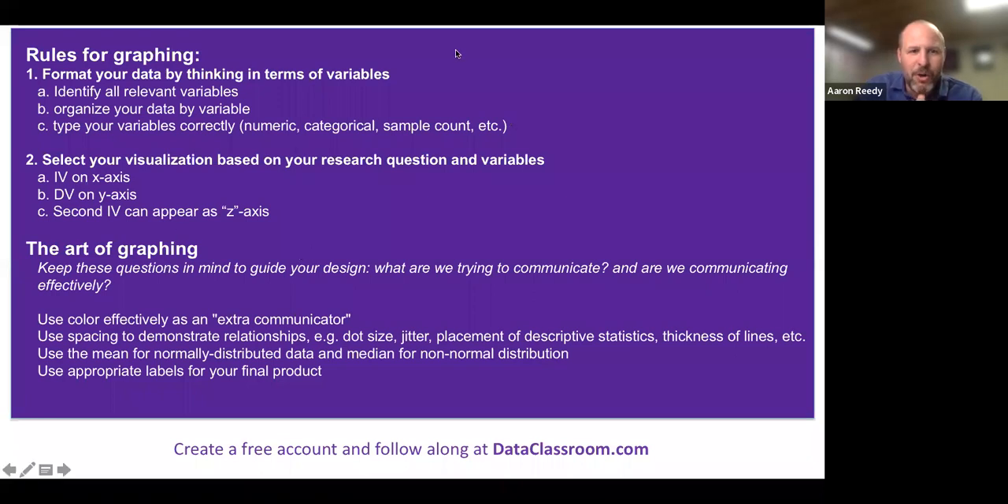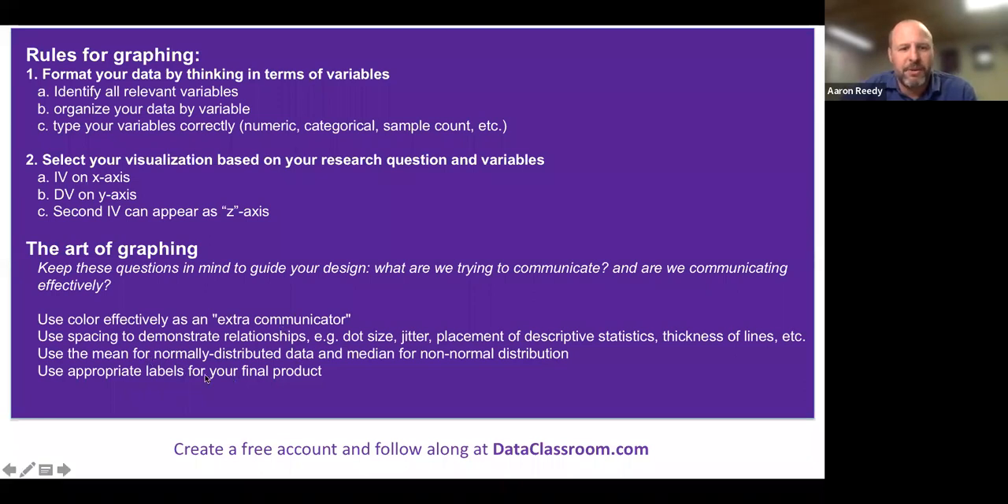And then when graphing, again, keep in mind, what are you trying to communicate, and am I doing it effectively with the present graph? Things to think about are how you can use color as an extra communicator, and how you can use space to demonstrate relationships. This is thinking about things like the shape of your graph. Do you want a square? Do you want a rectangle? Can I jitter my dot plot? Do I want to use bigger points, smaller points? All of those things can come into play.